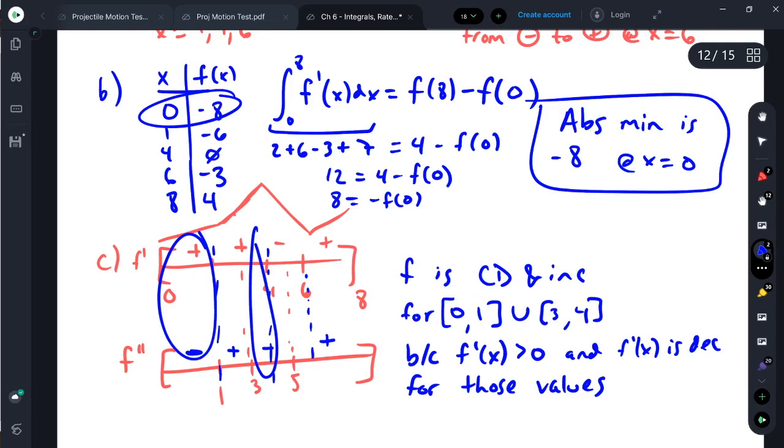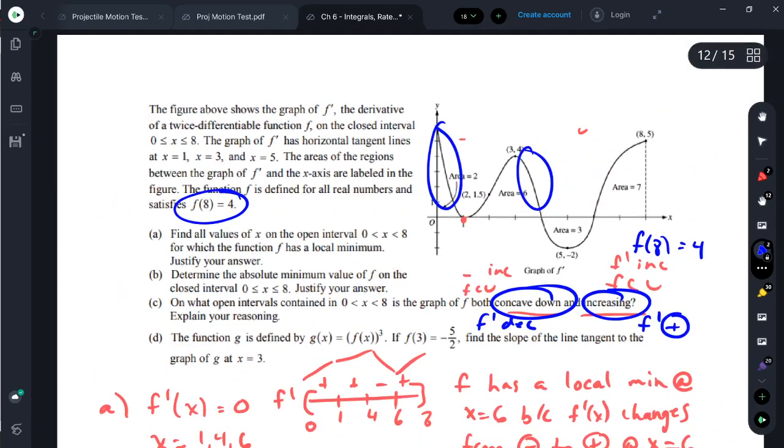Okay, so again, I think that the best way to look at this is just to realize, hey, concave down, that means f prime is decreasing, and then increasing, that means f is above the axis, and so that happens in these two sections, from 0 to 1, and then from 3 to 4.